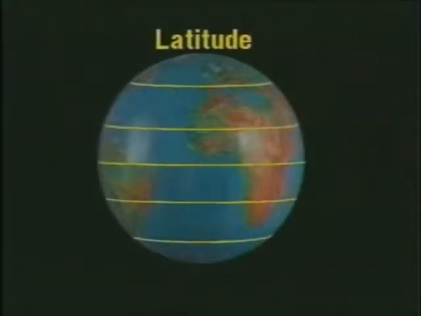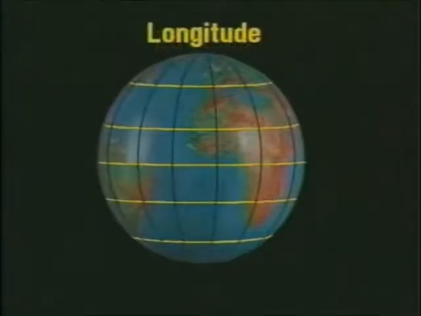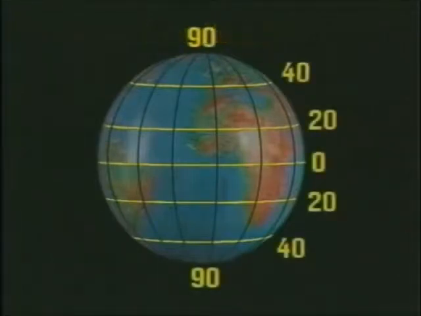You can do this by using lines of latitude, which are parallel to the Earth's equator, and lines of longitude, which run from the North Pole to the South Pole. Using the equator as a starting point, we can plot lines of latitude north and south from 0 degrees at the equator to 90 degrees at the poles.